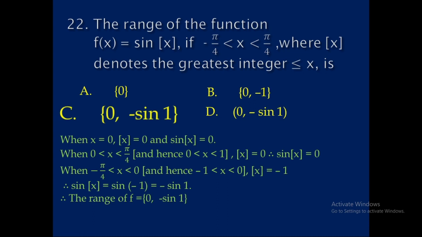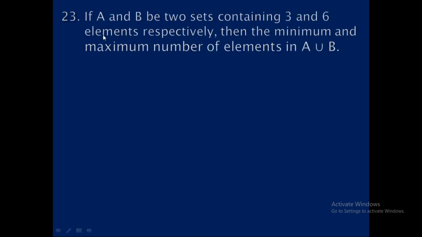Next question: if A and B are two sets containing 3 and 6 elements respectively, then the minimum and maximum number of elements in A union B. Option A: 3 and 6. Option B: 6 and 9. Option C: 3 and 9, and option D: 0 and 9.